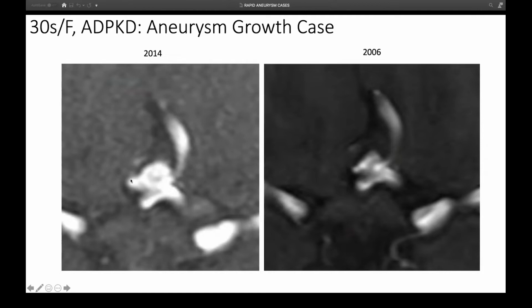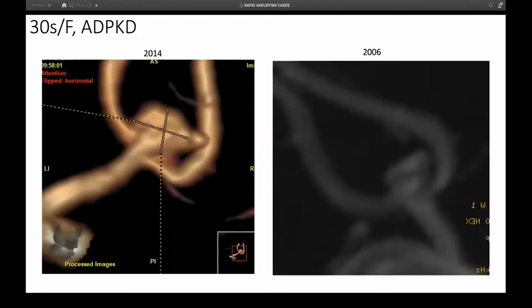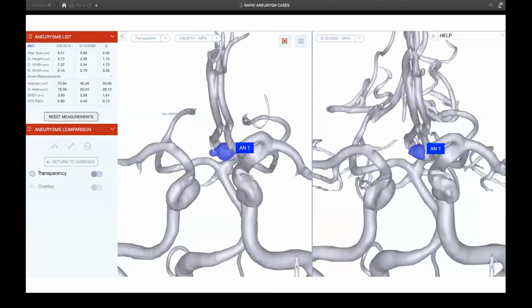Here is the MRI that's performed on the patient in 2014. And you can see here, even without the ruler, that the aneurysm looks like it's grown a little bit. And then you see this little daughter sac right here. So, these are just little projections from the 3D reconstruction of the MRA that were done at the time. So we ran the whole MRA through the Rapid Aneurysm Detection and Monitoring software. And you can see here, this is the image from 2006, where you can see the aneurysm right here.